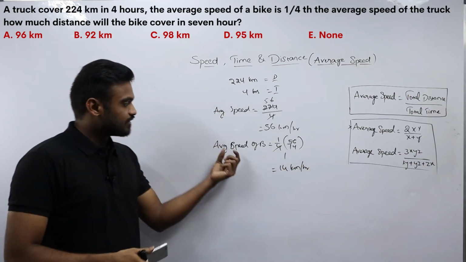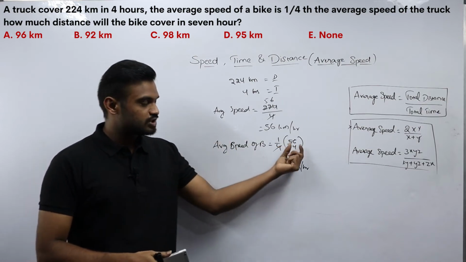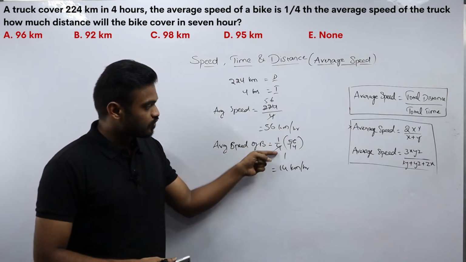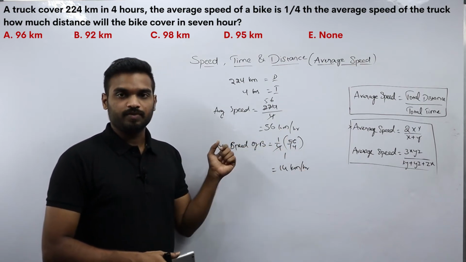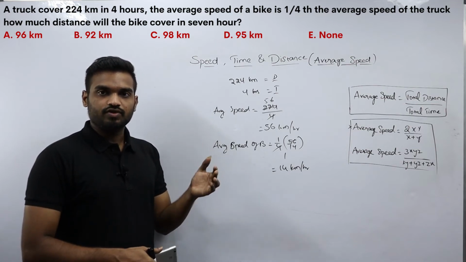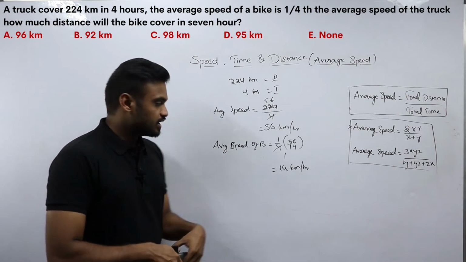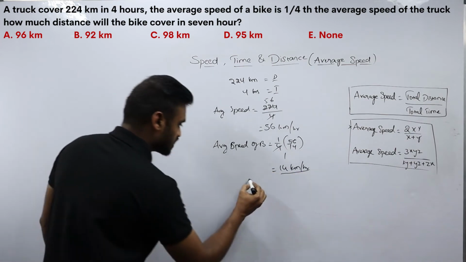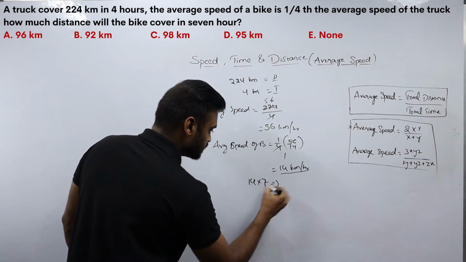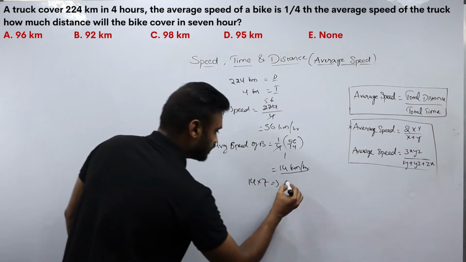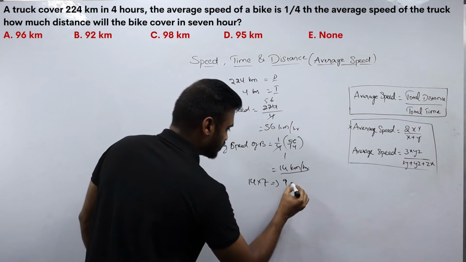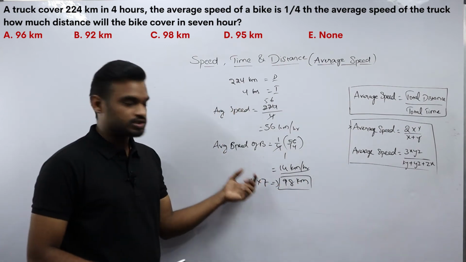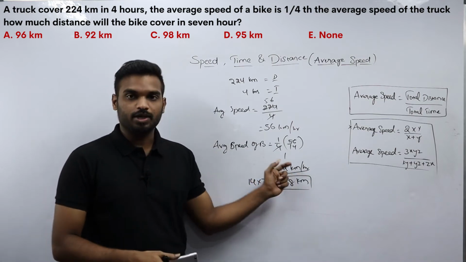They are saying the average speed of a bike is 1/4 of the average speed of the truck. So the average speed of the truck is 56 kilometers per hour, and 1/4 of 56 is 14 kilometers per hour. Now what they are asking is in 7 hours how much distance the bike covers. The bike is traveling at 14 kilometers per hour, so in 7 hours it covers 14 into 7. 14 times 7 is 98 kilometers. So 98 kilometers is the total distance covered by the bike at a speed of 14 kilometers per hour.